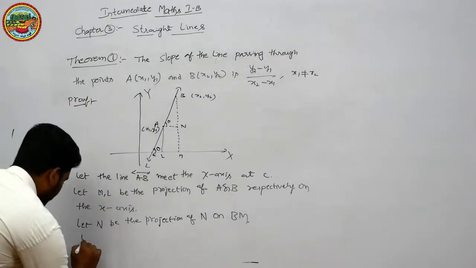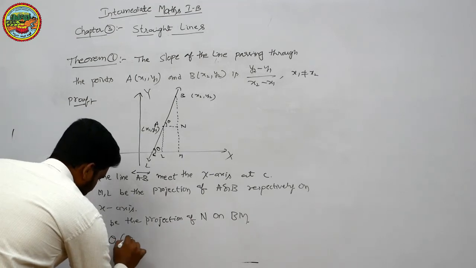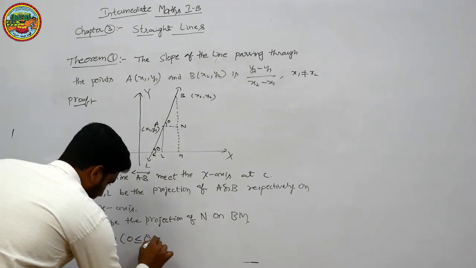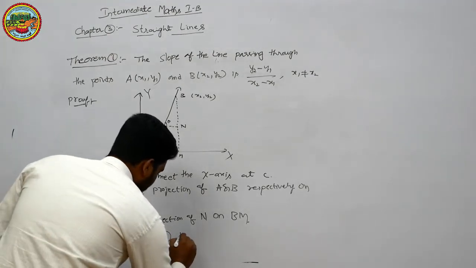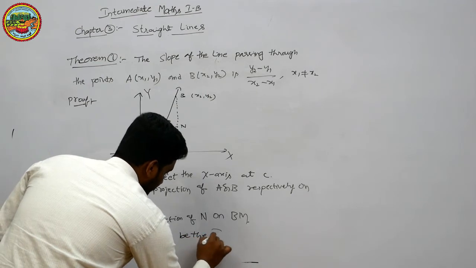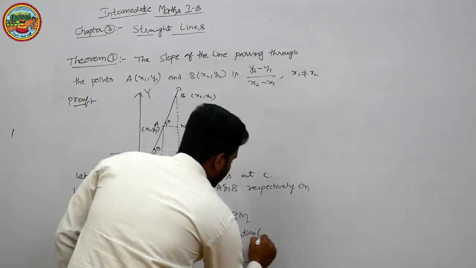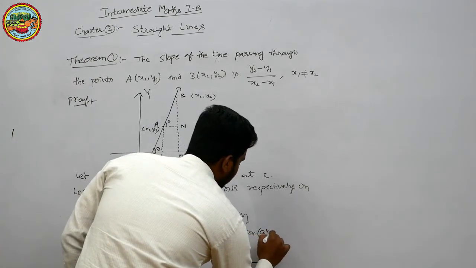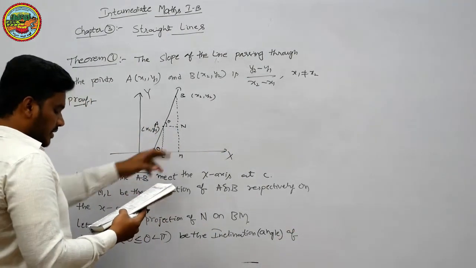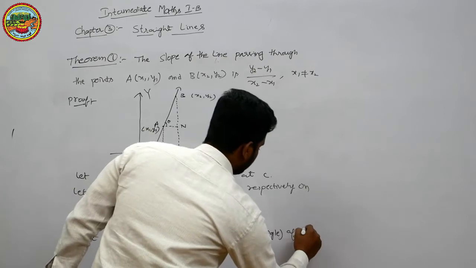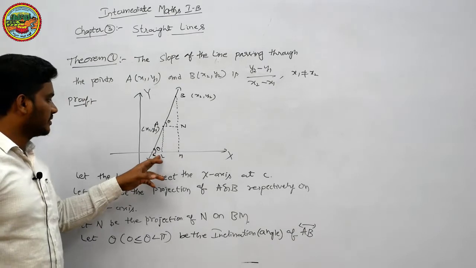Let theta, where 0 is less than or equal to theta less than pi, be the inclination, or angle, of the line AB. So here we take theta as the inclination of line AB.